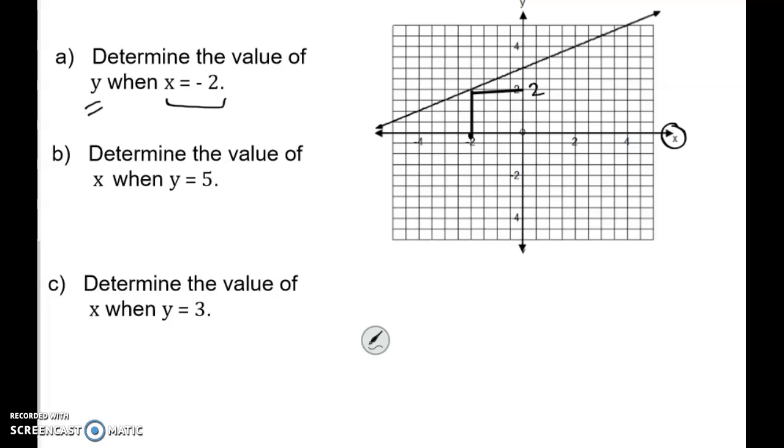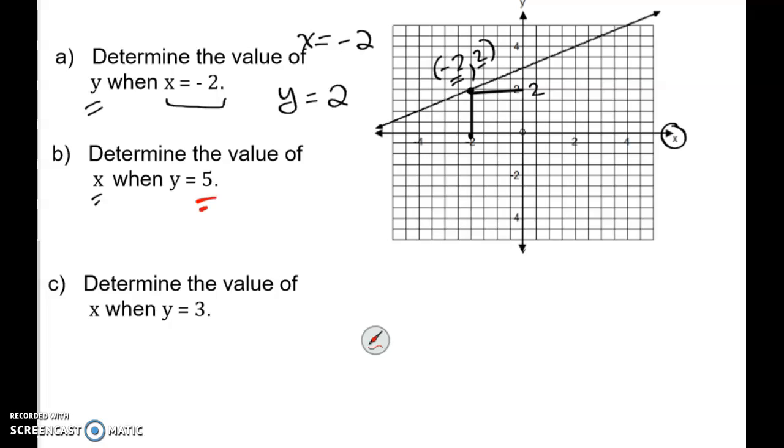So over here I can say y is equal to 2 when x is equal to -2. So I know that this point on this graph is (-2, 2). When x is -2, the y value that matches or pairs with that -2 on this line is y equals 2. In part B, we're going to go backwards. So we're going to find the value of x if we know what the y value is.